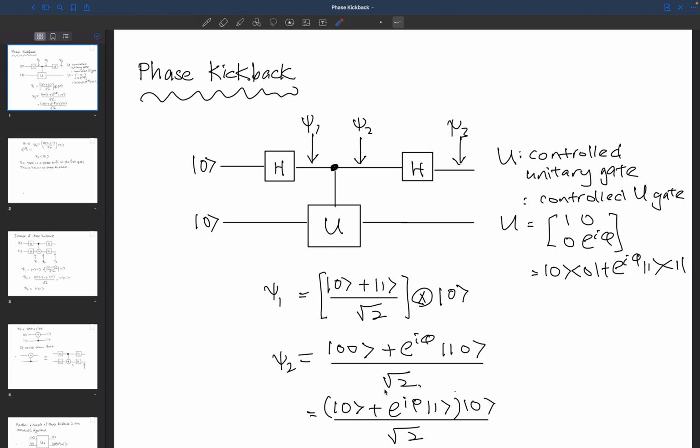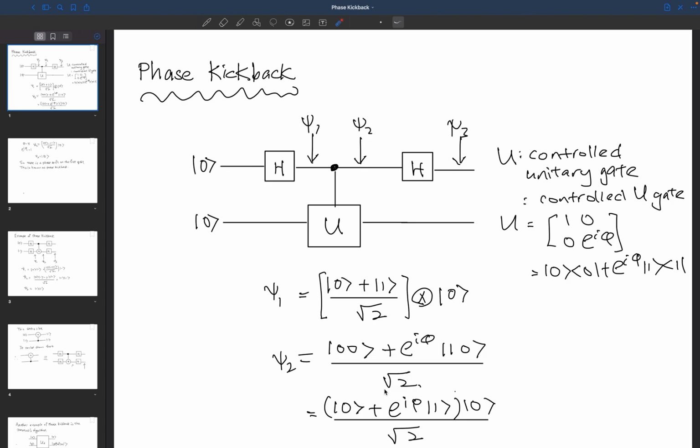Phase kickback is a very useful concept in quantum algorithm design. It provides a framework to understand many famous quantum algorithms, such as Cirq algorithm, the phase estimation algorithm, Deutsch-Jozsa algorithm, Simon's algorithm, etc. In this video, we shall explain the concept of phase kickback and also demonstrate the phase kickback in Cirq and Qiskit.